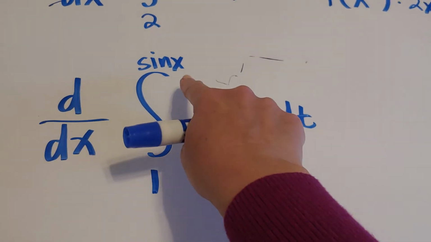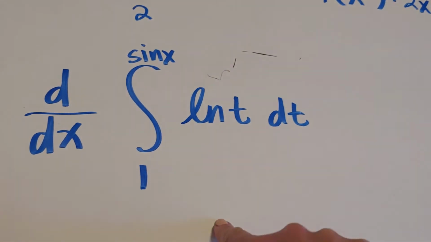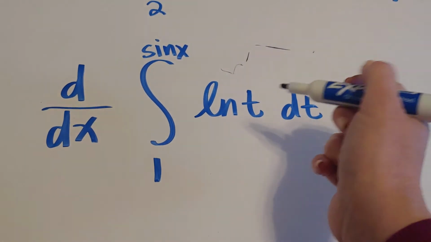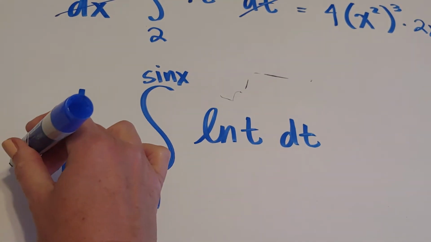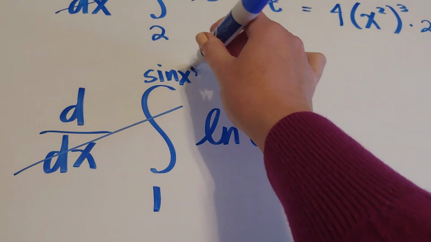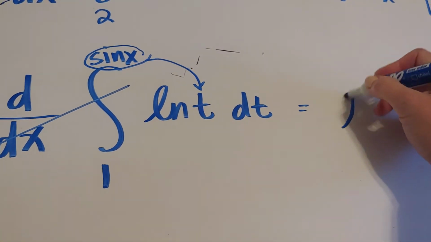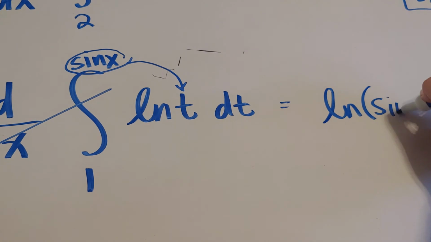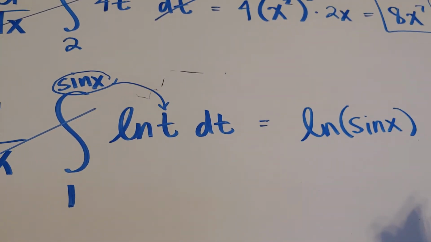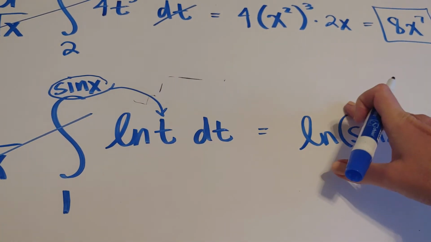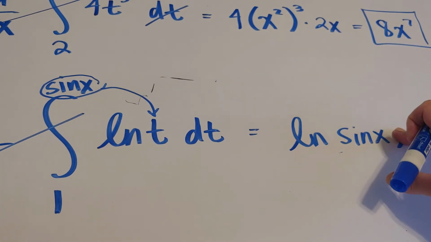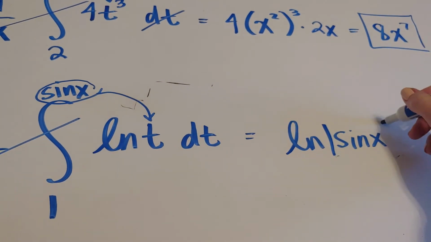Okay, how about we do one more. Here you'll see that my top limit is really funky. It's a sine, and I've got this weird ln t. So again, what's going to happen is that these two are going to cancel, and that's going to go in for t. So I'm going to get the ln of the sine of x. Now, technically, we just have to drop it in, but sine is both positive and negative, so I'm going to throw an absolute value on there.